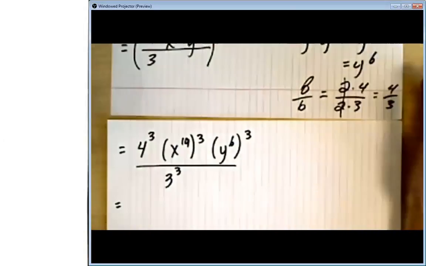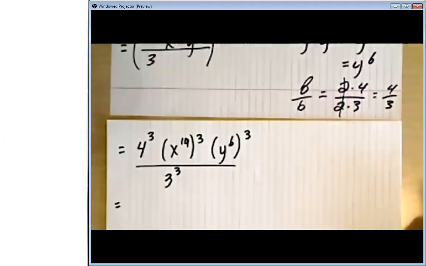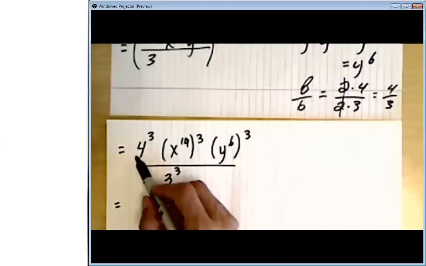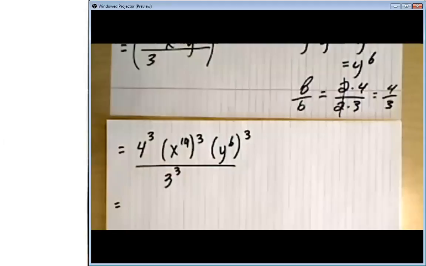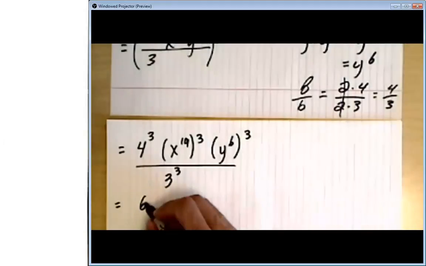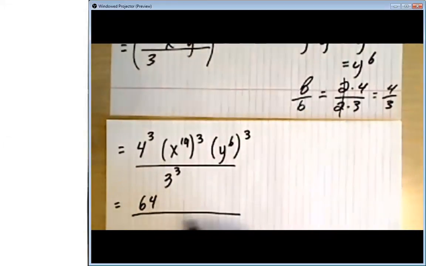Now we've got to work it out. So what is 4 to the power of 3? Break out your fingers and toes. 4 times 4 is 16, times one more 4. 64 it is. Okay, so that takes care of that one. The 3 on the bottom.